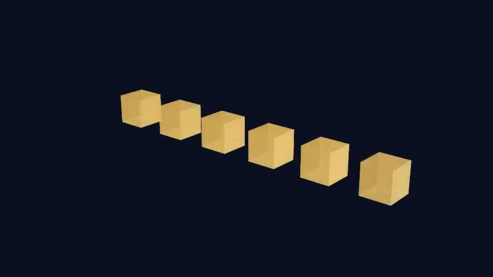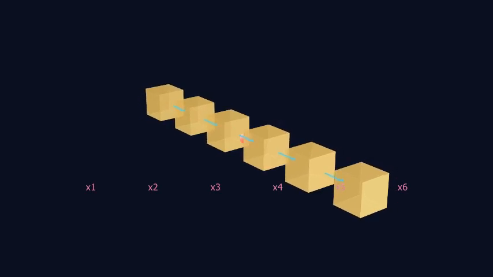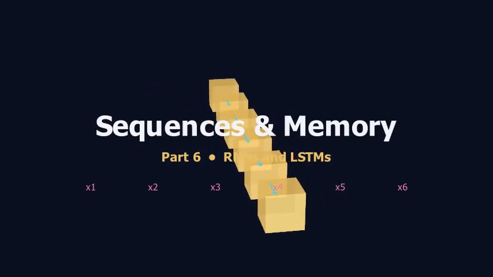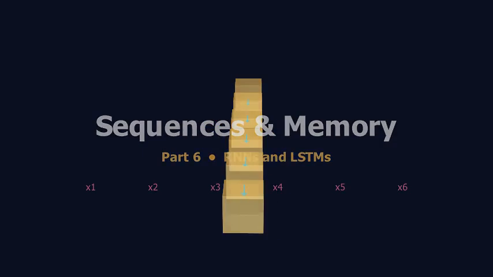Welcome to Part 6. So far, our networks have looked at fixed inputs, all features available at once. But the world is not always like that. Language is a sequence of words. Audio is a sequence of samples. Stock prices, sensor readings, video frames, all sequences. Today, we meet the recurrent neural network and its more powerful cousin, the LSTM.